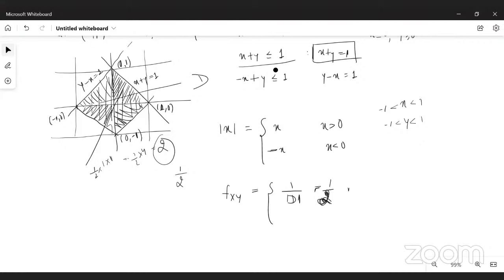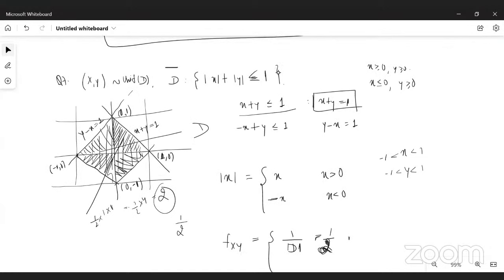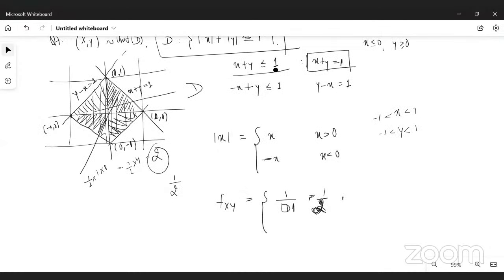Otherwise means outside the area of D. This is how your D was defined, and we plotted this D. We know this is the region. So unless your points are in this region, the density is going to be 1/2, and outside this region it's just 0. Anything outside is going to be 0. The probability of being outside this region is 0. Is that it? Yeah, right.